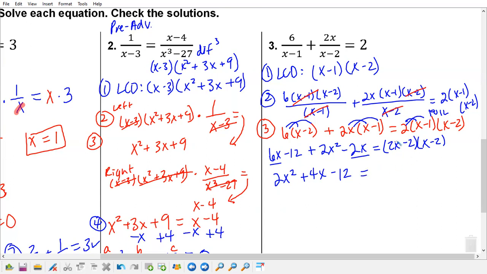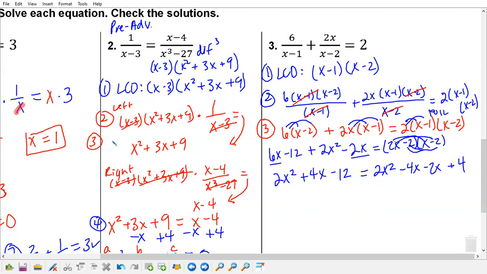Equals, and I have to FOIL. So 2x times x is 2x squared. 2x times negative 2 is negative 4x. Negative 2 times x is negative 2x. And negative 2 times negative 2 is positive 4, right? Okay, still simplifying.